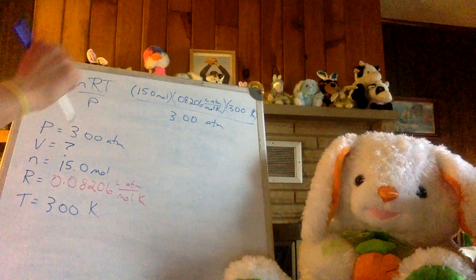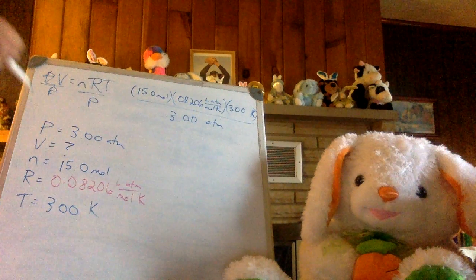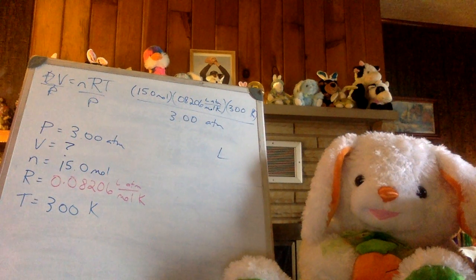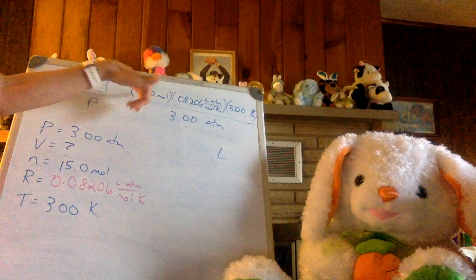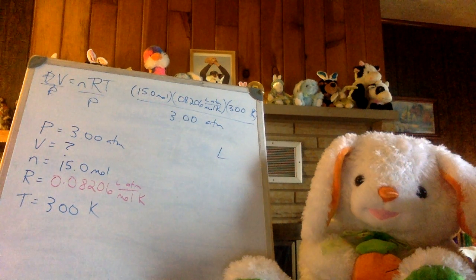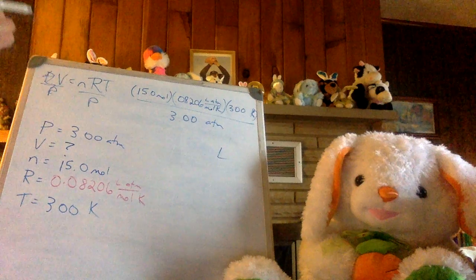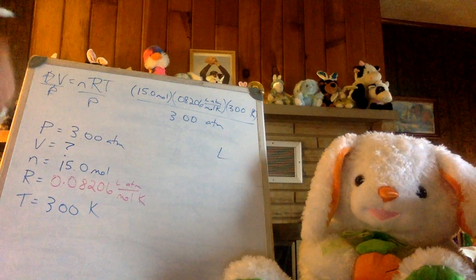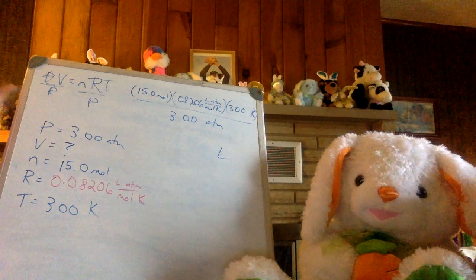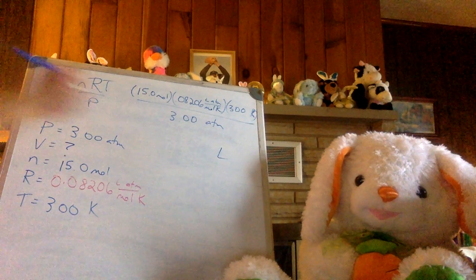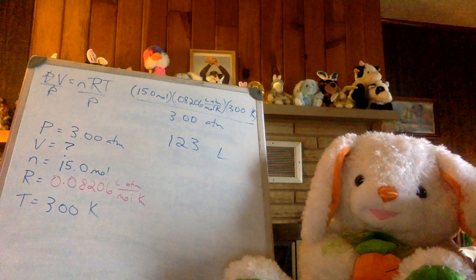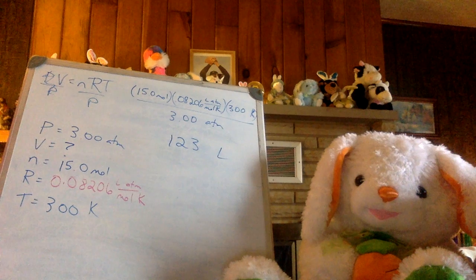Let's significant digit check. Looks like 3 in all the variables I gave you. Let's unit check. Atmosphere, Kelvin, mole. My answer looks like it's in liters, as a volume should be. This is a pretty big volume because this is a lot of moles there. When I calculate this, enter it in the calculator: 15 times 0.08206 times 300 equals, divided by 3 equals. I get a 123 point something, but to round to 3 significant digits, I got 123 liters.